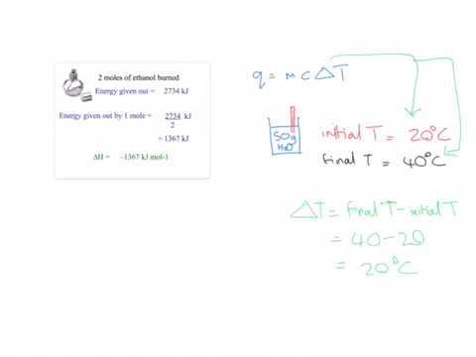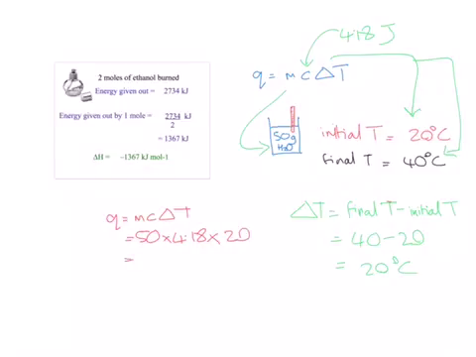The specific heat capacity again for water is 4.18 joules, and my mass is given to me over here. So Q is equal to mc delta T. The mass again was 50. C is always 4.18 for water, and delta T in this case is 20. If I multiply out the complete equation, I end up with the figure 4180 joules.